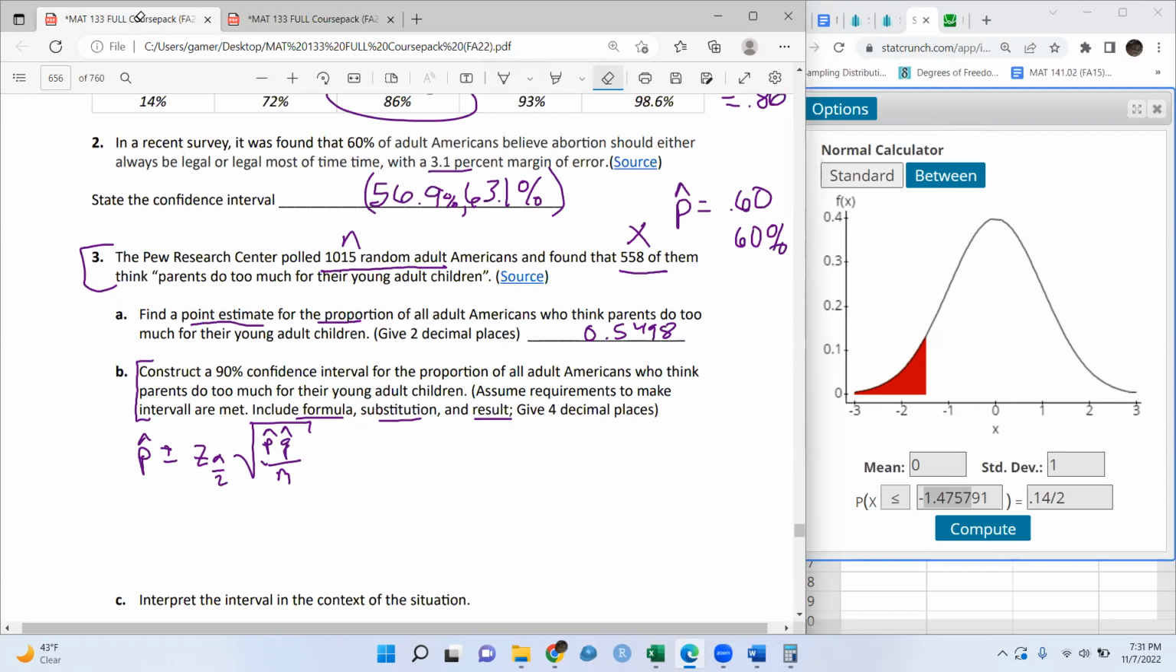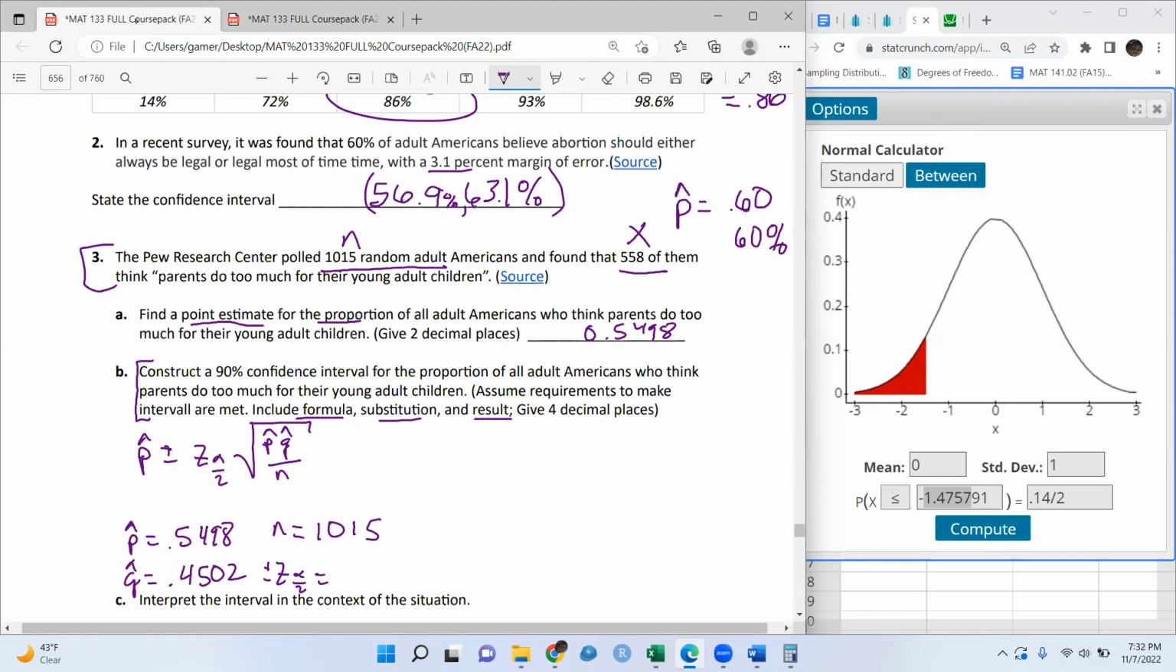So that's the formula. Now, the substitution would be, what are all the numbers? If we were to smash this in a calculator by hand, what would the numbers be? We'd need to state what p hat is. That's 0.5498. What's q hat? That's 1 minus that, so 0.4502. What's n? 1015. And what's z alpha divided by 2?